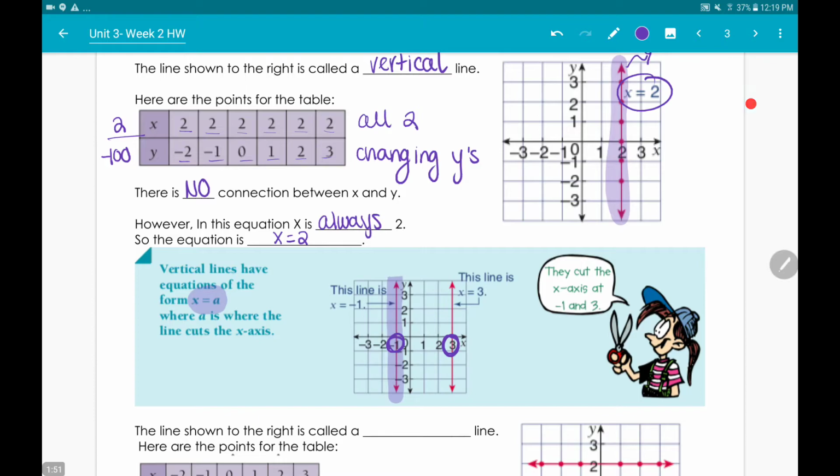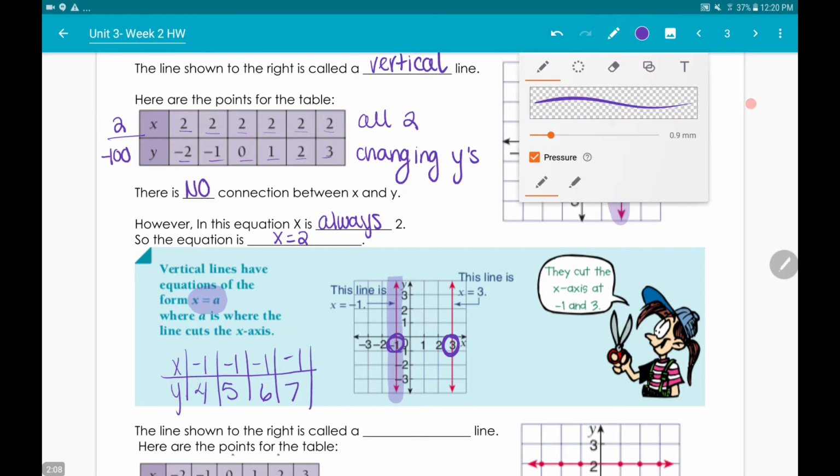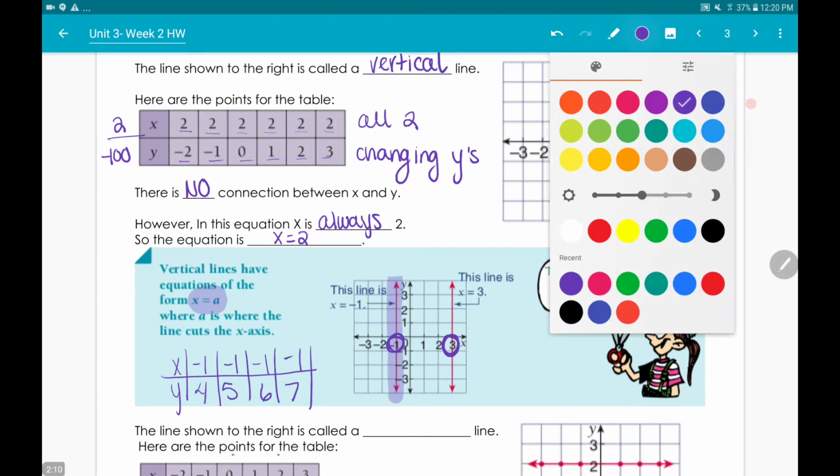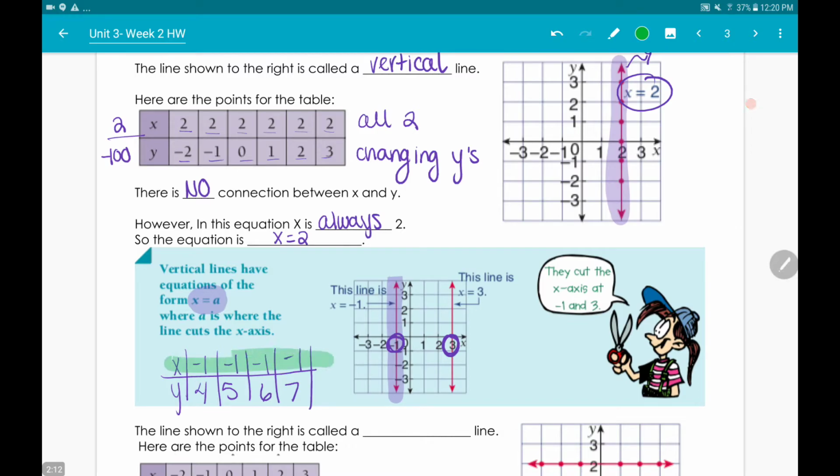Okay? So if I were to make a table for x equals negative 1, all my x values would be negative 1, no matter what y values I chose. Let's say I chose 4, 5, 6, 7. I can make those up. As long as I know that it's always, always, always going to be negative 1 for my x based off this equation. Okay?